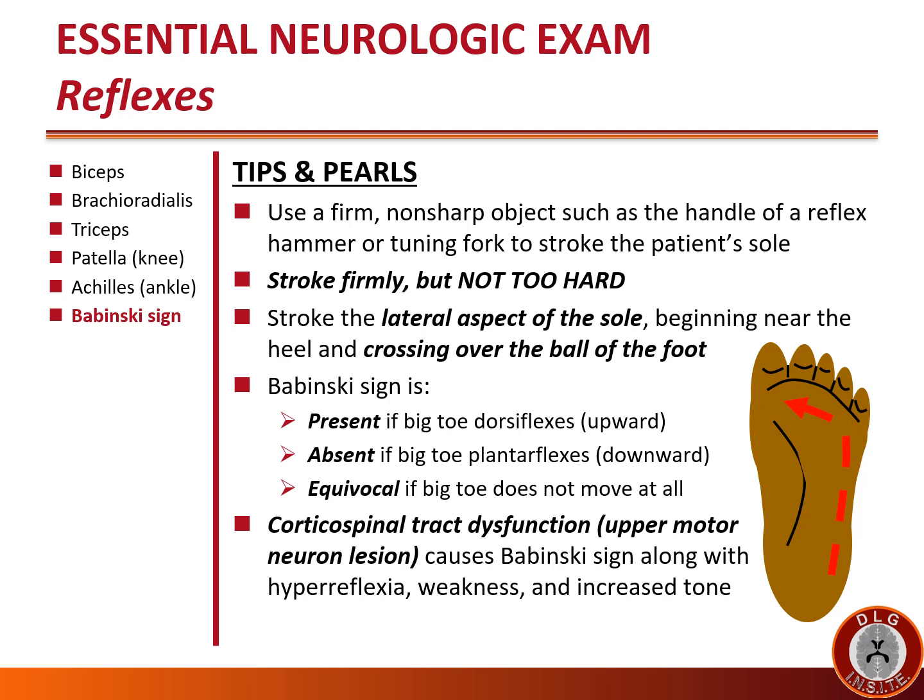A Babinski sign is present if the big toe dorsiflexes upward. It's absent if the big toe plantar flexes, that is, moves downward, and the Babinski sign is equivocal if the big toe doesn't move at all. Corticospinal tract dysfunction, that is to say an upper motor neuron lesion, causes Babinski sign along with hyperreflexia, weakness, and increased tone.